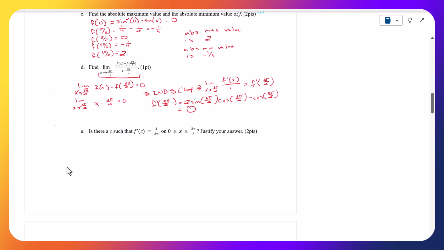And then E, is there a C such that f prime of C equals 4 over 3 pi on 0 to 3 pi over 2? Justify your answer. The big theorem that I had in mind, although someone did prove it a different way, which I thought was very clever, is we're looking to justify that f prime of C equals some value. If we're trying to prove that f prime of C equals something, this is our clue that we should probably be using MVT.